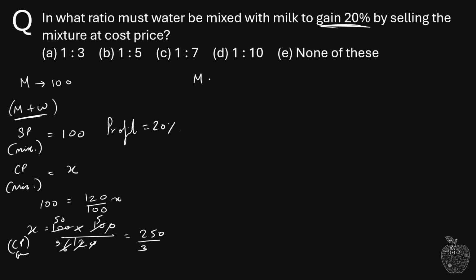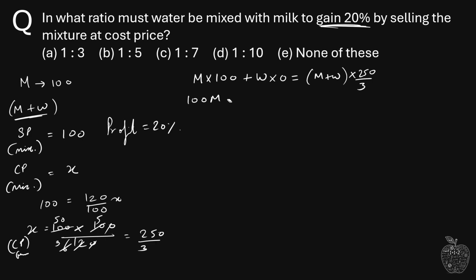Now pay attention to the equation I make here. We have m liters of milk which is bought at 100, plus w liters of water is added in this, and water costs nothing, so we multiply it with 0. This will give me the total cost price of the mixture, and this is equal to the mixture of m liters of milk and w liters of water. So m plus w, times the cost price of this mixture we have just calculated, 250 by 3. So we have an equation here. Let's simplify this. So we get 100m plus w into 0, 0.